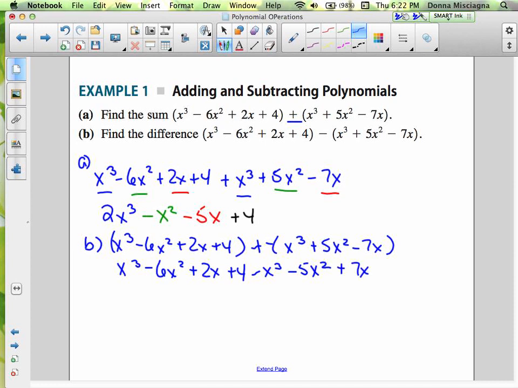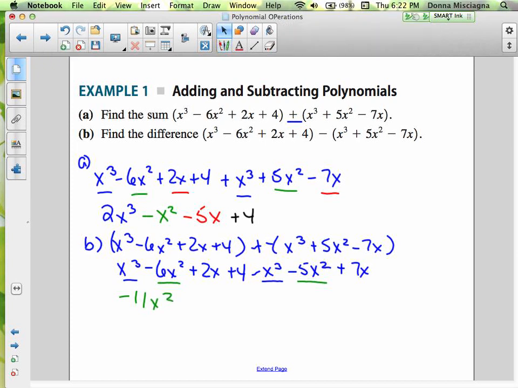And so now we can combine the like terms. We've got 2x cubes, but their signs are opposite. And x cubed minus x cubed is going to be 0. So that's the end of the x cubes. We've got negative 6x squared plus a negative 5x squared. They're both negative. Add those together. That would be negative 11x squared. We have 2 terms that included x. 2x plus 7x, that's going to be plus 9x. And again, there's that constant 4.